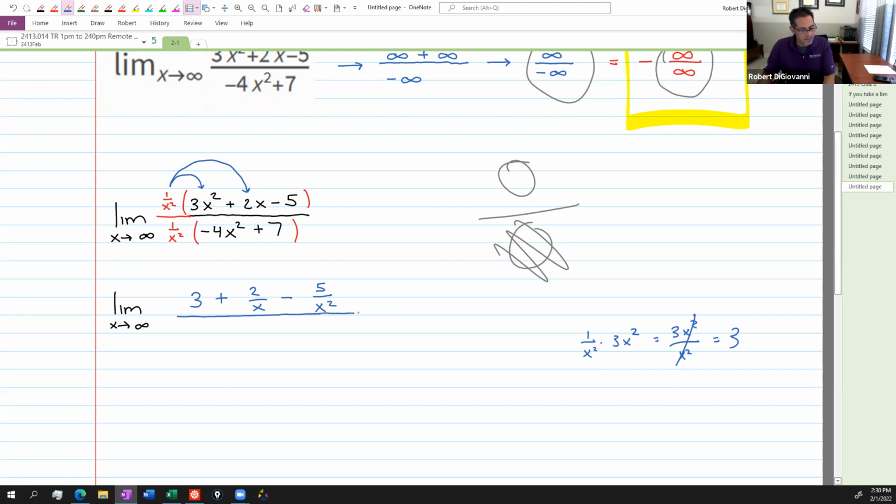On the bottom, same story. Here to here, here to here, right? First one, I'm going to get -4. Second one, I'm going to get 7/x². Any questions on that algebra?